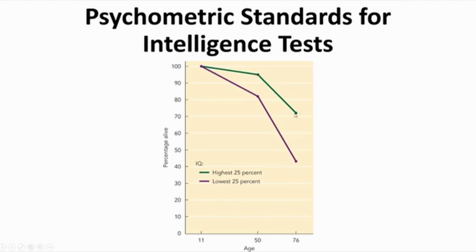And our green line, the people who have a higher IQ, survive longer. So more of them are alive as time goes on, seen by the higher score on this percentage alive. And so the purple line for the people in the lowest 25%, they show a sharper decline where more of them pass away earlier on. Whether IQ is the cause of this, we can't say, because this is a correlation, not an experiment. But it's interesting to note that intelligence correlates with so many different things.